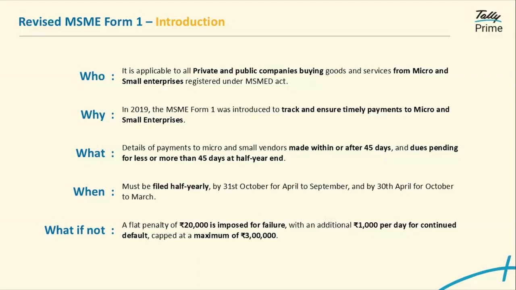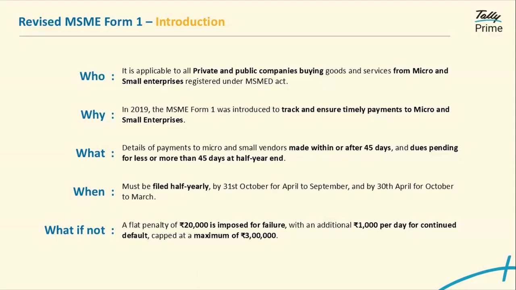It was introduced to track and ensure that timely payments are happening to the micro and small enterprises. What kind of details will we submit? Earlier to the revised MSME Form 1, we were supposed to submit the details of bills which are paid after 45 days or still due after 45 days. But in the revised MSME Form 1, we need to provide the details of payments to micro and small vendors made within or after 45 days, and dues pending for less or more than 45 days at the half year end.